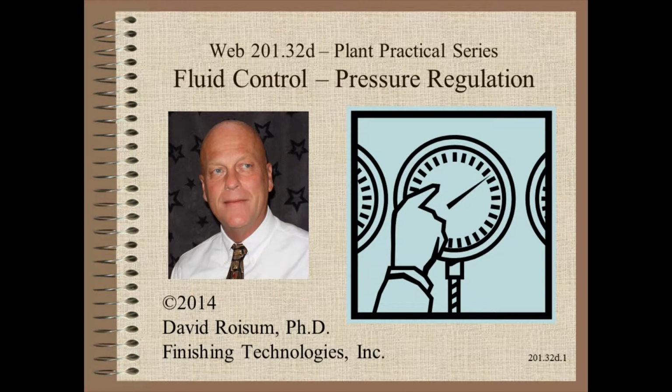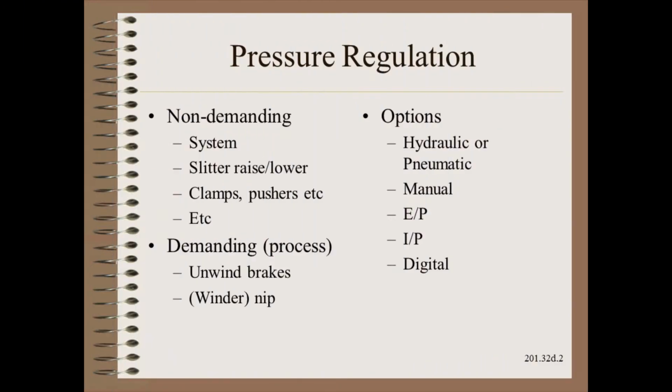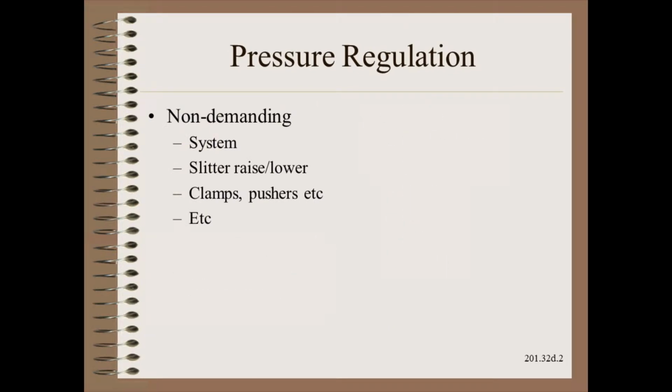In this fluid control video clip, we show how to check precision pressure regulators. Most pressure regulators are non-demanding. These would include things like overall system pressure, slitter raise pressure, clamps, pushers, and the like. In these cases and other cases, a small amount of pressure variation might not cause a degradation of function. The same is true for modest amounts of mechanical friction.